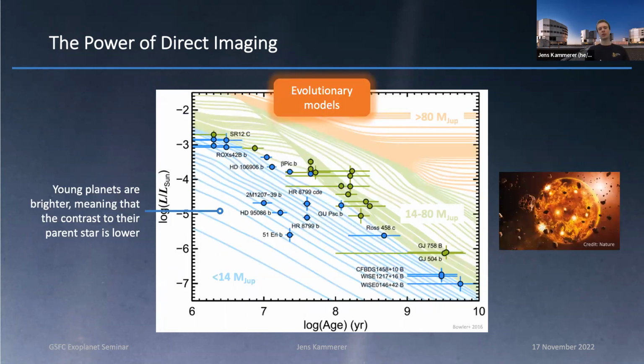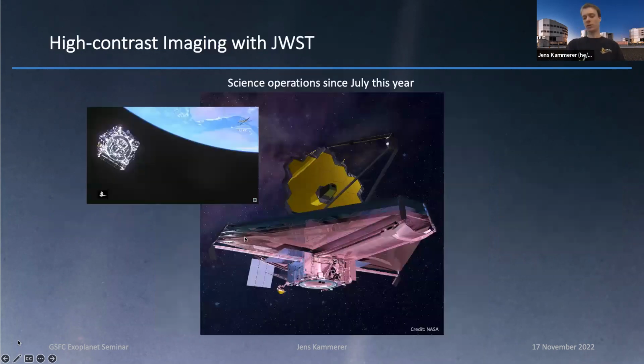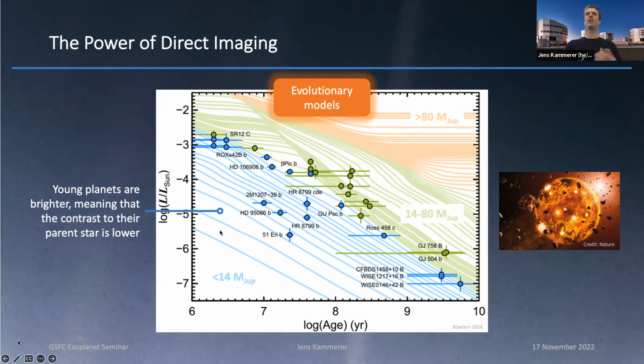On the other hand, direct imaging is really good to study young systems and to study the formation of exoplanets. The reason for that is, of course, when a planet forms, it gravitationally contracts, and this energy is released as heat, so that the planet becomes very hot and self-luminous. And so it becomes easier to see because the contrast between the star and the planet will be lower. This plot here shows some evolutionary models of exoplanets, brown dwarfs, and low mass stars. It basically illustrates that younger objects are brighter and have a lower contrast to their hosts, so they're easier for us to observe.